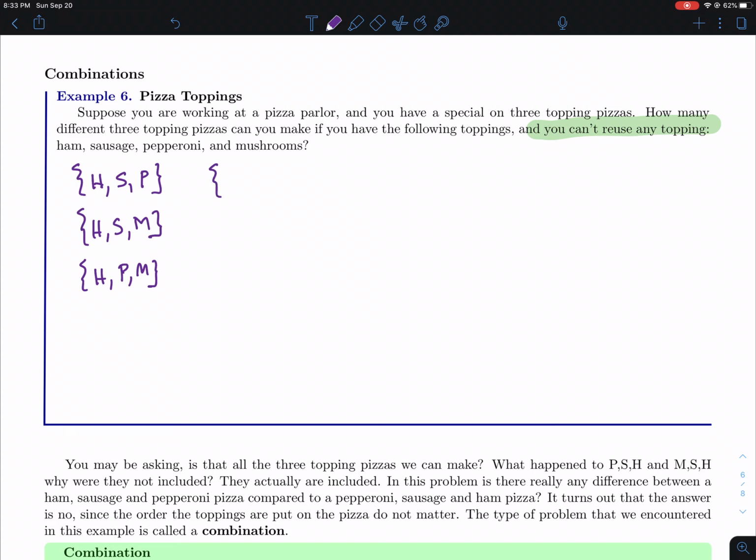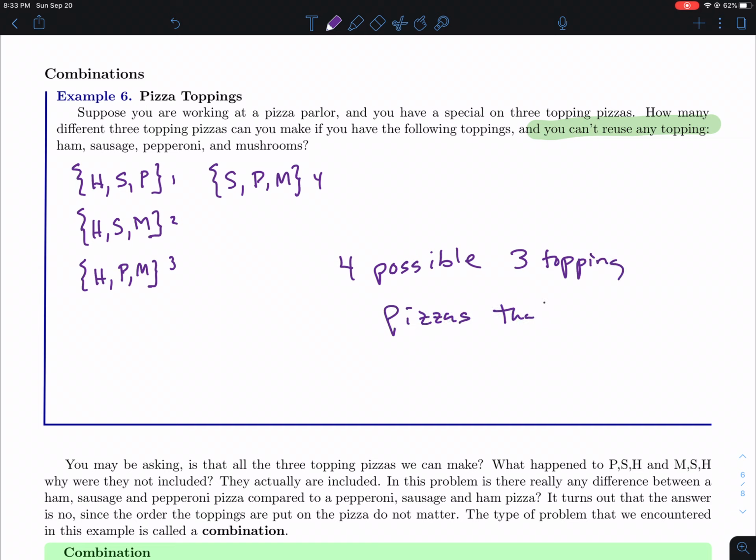And so that's all the ways to have ham first. Now we want to move on to sausage, but in this case, we just get that one there. So based on our brute force method, it looks like there are 1, 2, 3, 4 possible three topping pizzas that we can make.